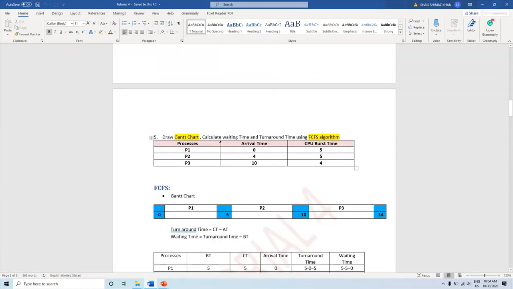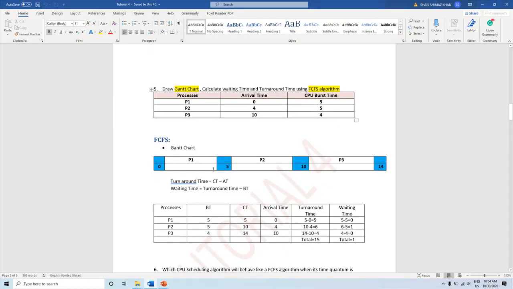Let us work out another FCFS algorithm problem. So process P1, P2, P3, there are 3 processes. Their arrival time is given here, and their individual burst time is given. So based on the arrival time, process P1 gets the CPU first. It runs for 5 milliseconds. Process P2 gets the CPU next. Then process 3 gets the CPU.